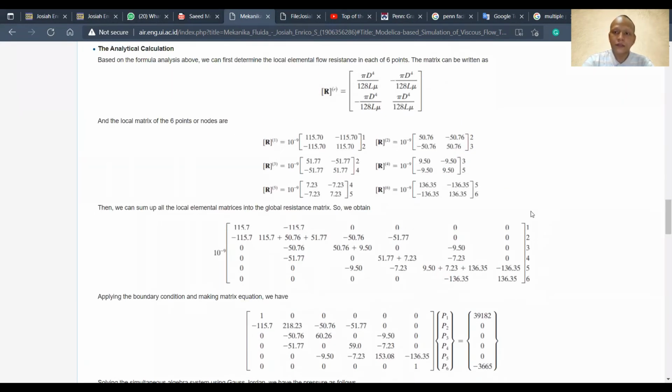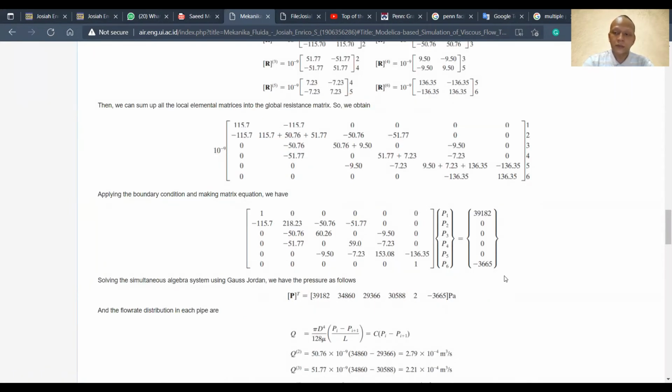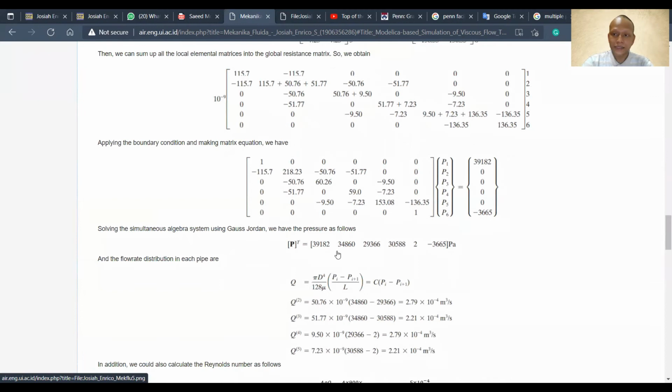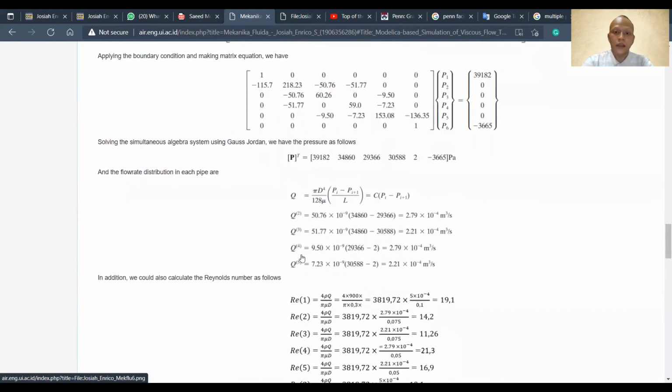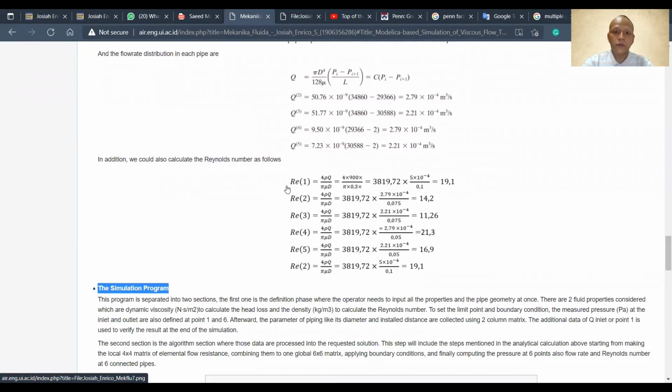And then after we have made this global matrix, we are going to implement the boundary conditions. So we're going to make the first row and then the second row of the matrix have identity elements. We're going to solve this simultaneous algebra system with Gauss-Jordan or Gauss-Seidel, and we got the pressure as follows. Using this information, we are going to get the flow rate, and then after the flow rate is obtained, we're going to find out the Reynolds number, like this one.